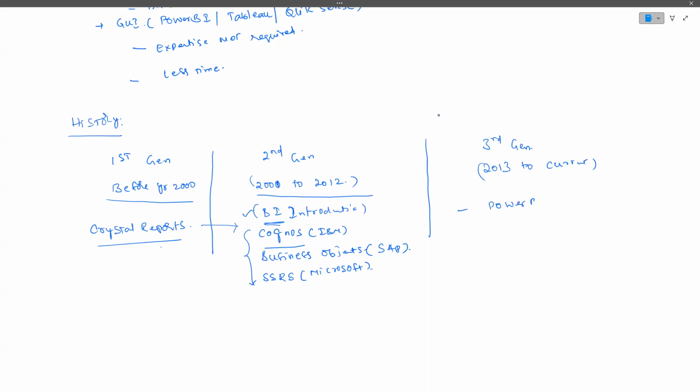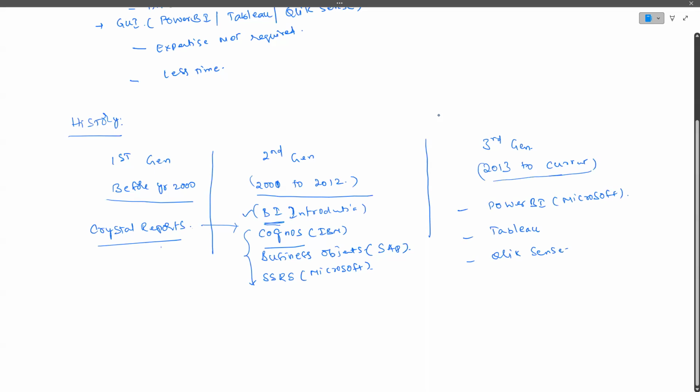We are having Power BI. This is from Microsoft, guys. And we are also having a tool like Tableau. There are so many tools, guys. We are having something called QlikSense. All these come under the third generation reporting tools.